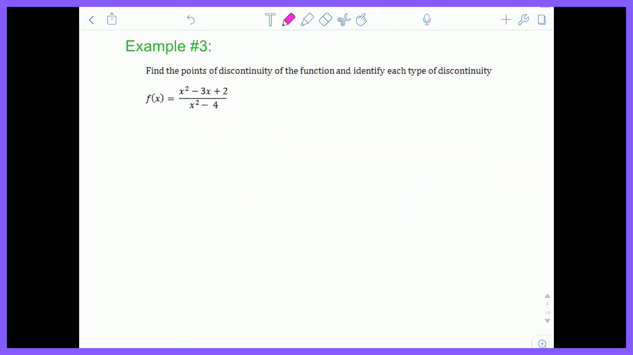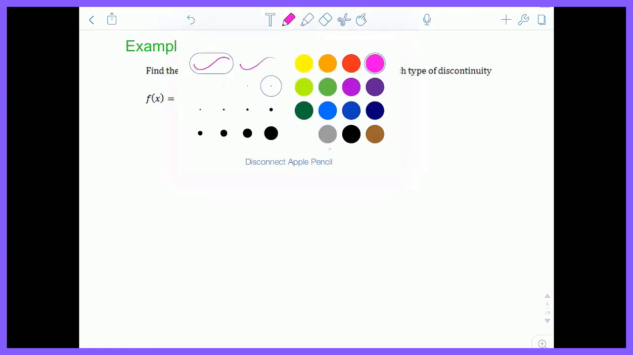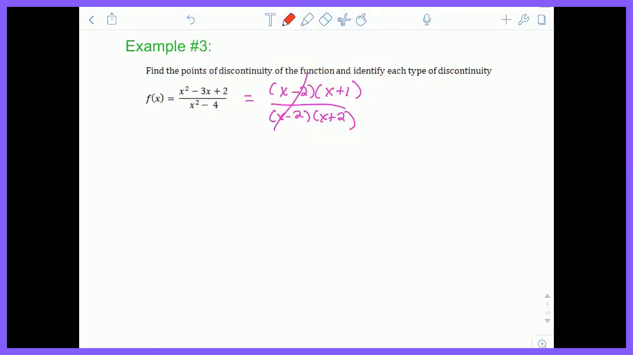Let's try this example. It says, find the points of discontinuity and identify each type of discontinuity. The first thing you'd want to do is see if you could simplify the function. Looks like the numerator factors. So if we could factor this into, what's this? x minus 2, x plus 1. This would factor. And then the denominator is the difference of squares, x minus 2, x plus 2. It looks like after we do that, the x minus 2's cancel.